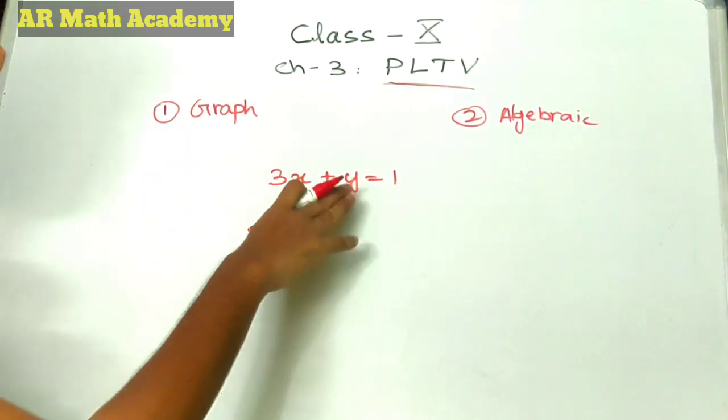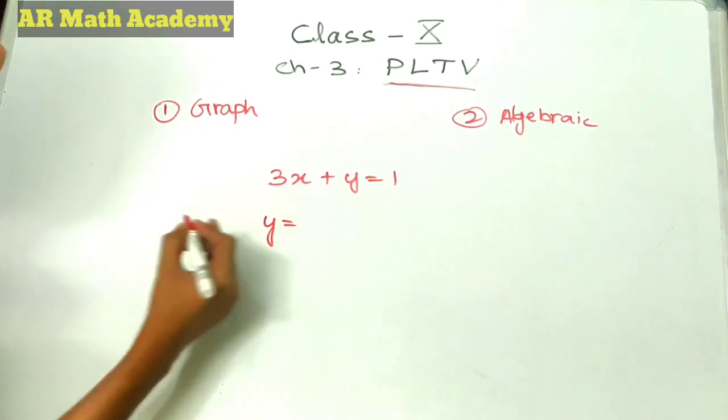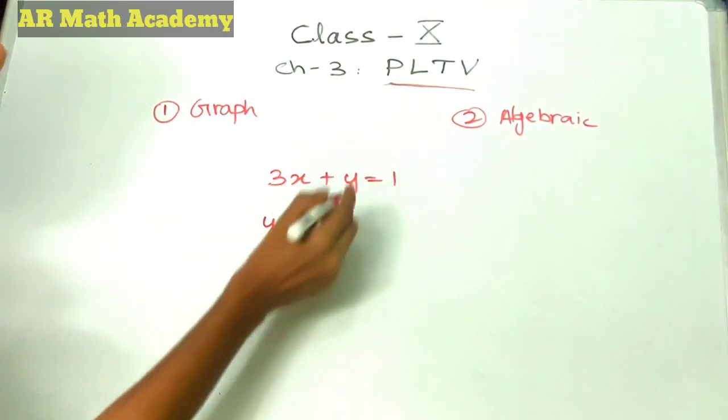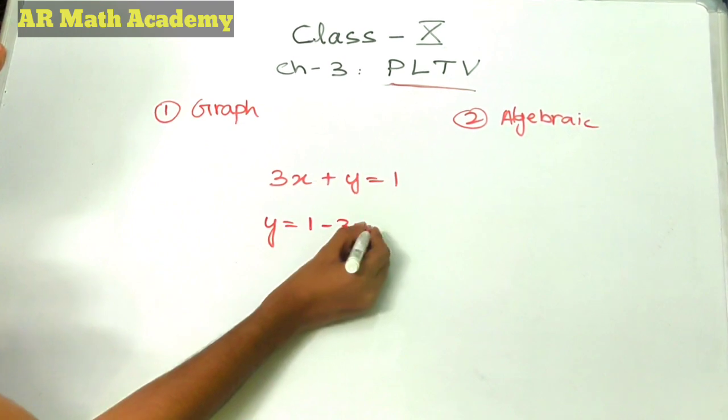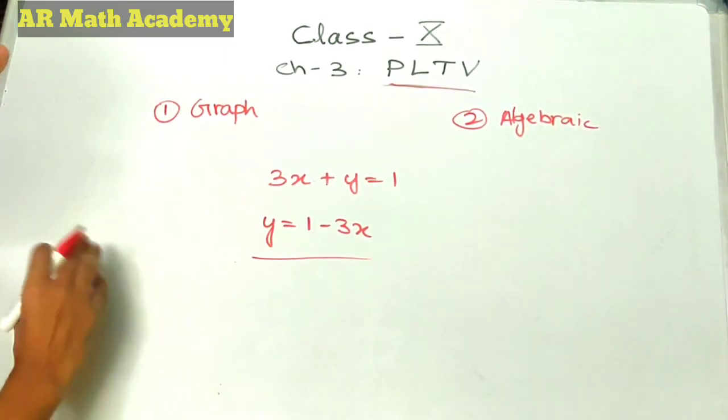Now represent it in terms of x. So represent it like this: y is equal to something. How can I do that? Just bring this 3x to the other side. y is equal to 1 minus 3x. If you write it in terms of this, then it will be easier to plot it in a graph.